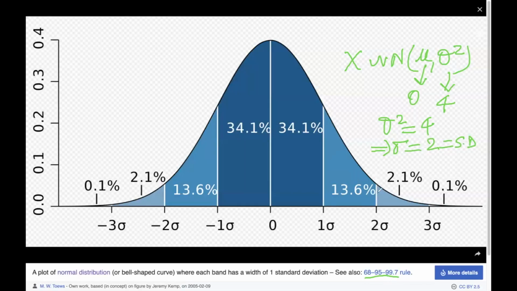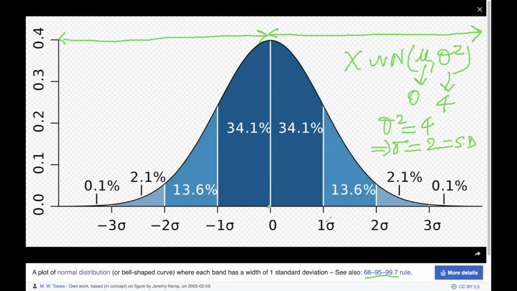Fine. Then I can tell you a lot of things about this random variable x using this 68, 95, 99.7% rule. First of all, we do know that the Gaussian random variable is symmetric, which means 50% of the points lie on this side and 50% of the points lie on the other side of the mean. Mean equals 0 here.